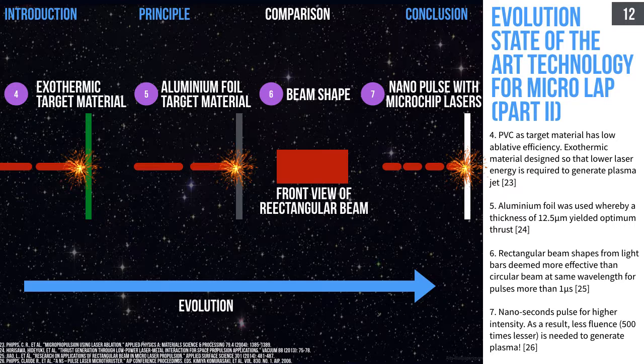The shape of the beam was also researched and analyzed with respect to micro LEP. It was found that a rectangular beam shape generated more thrust than the normal circular beam shape. However, this rectangular beam is only effective for pulses longer than 1 microsecond. And currently, trends have been researching nanosecond pulses for higher intensity. As a result, about 500 times less fluence is needed to generate the same plasma thrust.